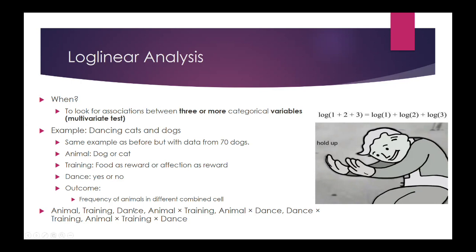Down here are the different outcomes we could possibly have. So we have animal, we have training, we have dance, we have animal by training, animal by dance, dance by training, animal by training by dance. What the log linear analysis is going to do is put each of those into the model and see which one contributes most or is most significantly contributing to the model. Then based on that, we can go ahead and interpret our results after that. And you'll see that in a second here.